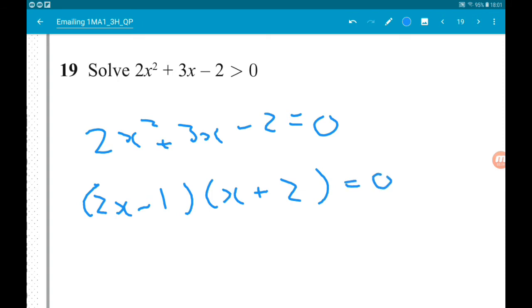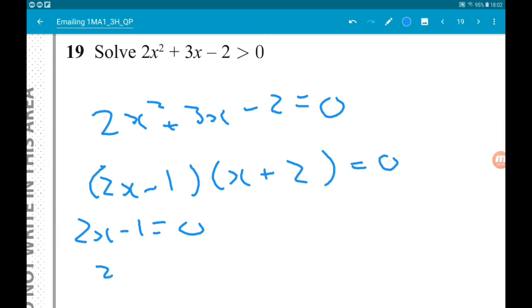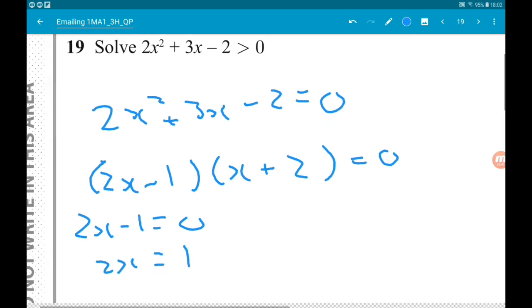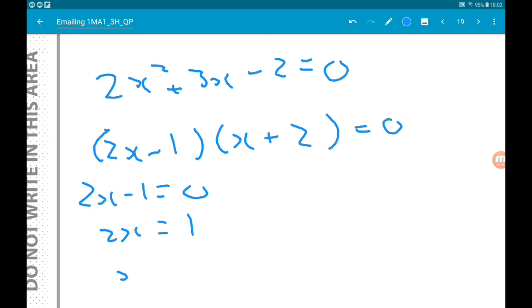Now, you set whatever is inside each bracket equal to 0 and solve for x. So, if we have 2x minus 1 is equal to 0, 2x is 1, so x is a half. Or if we have x add 2 is equal to 0, x is minus 2.